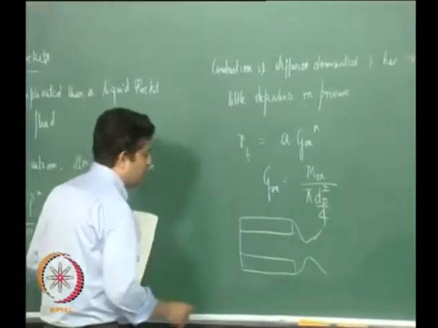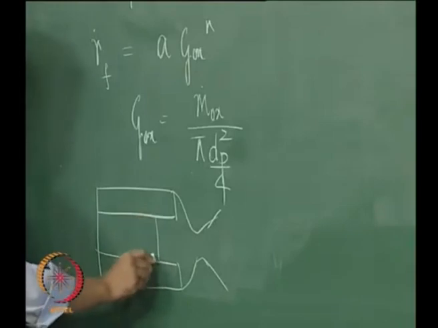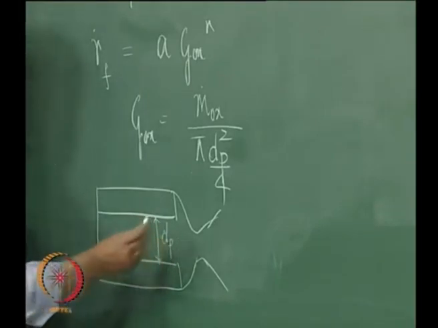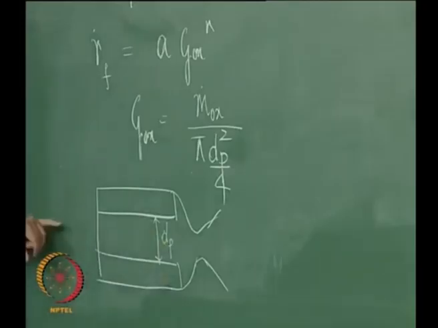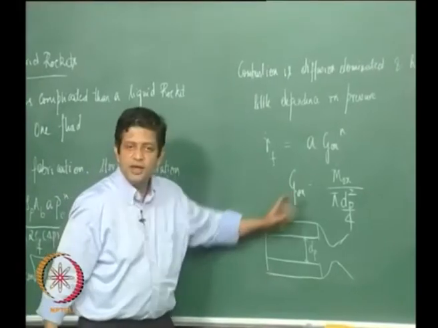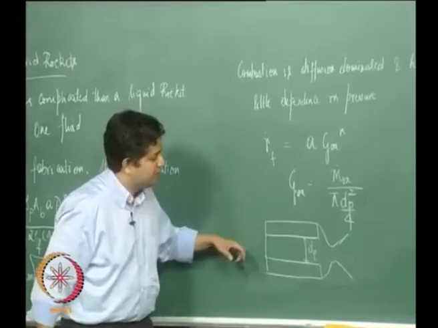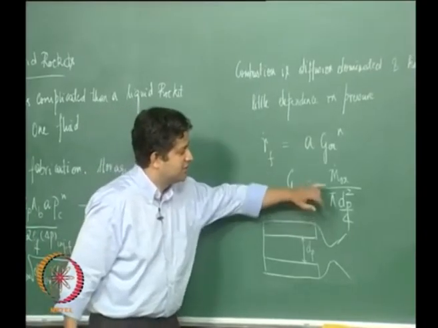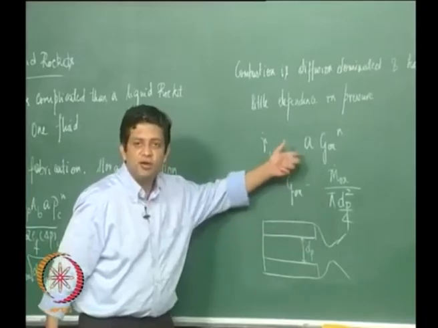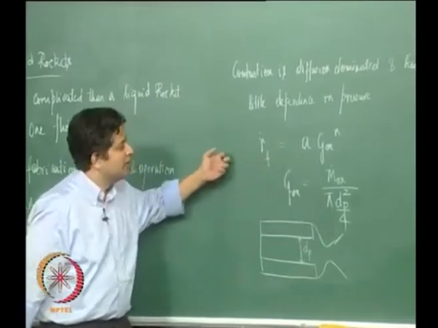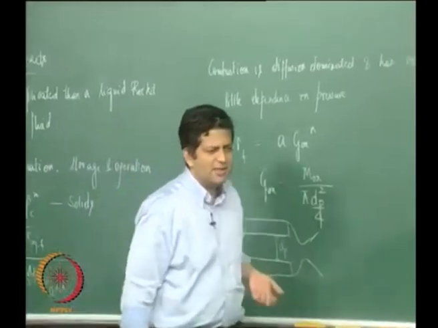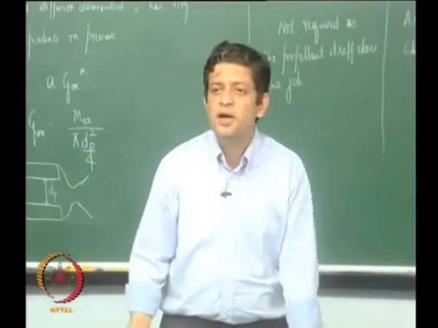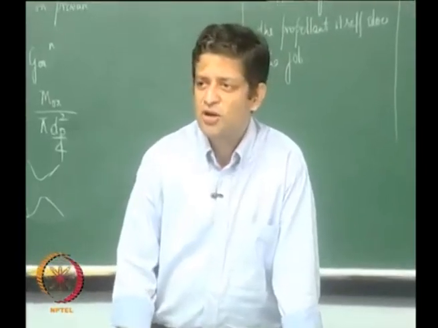So, if you have a hybrid rocket motor like this, with this being dP, the port diameter, and m dot OX being the oxidizer flow rate, the burn rate is a function of the mass flux of the oxidizer. This is something similar to what we discussed earlier in terms of erosive burning of solid rockets.